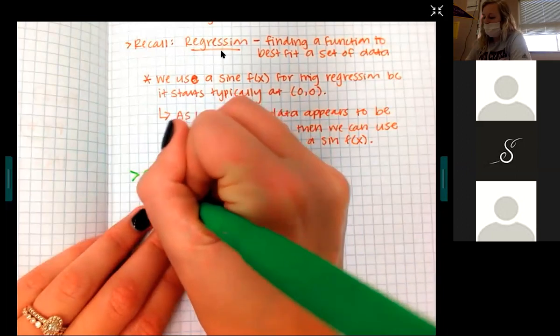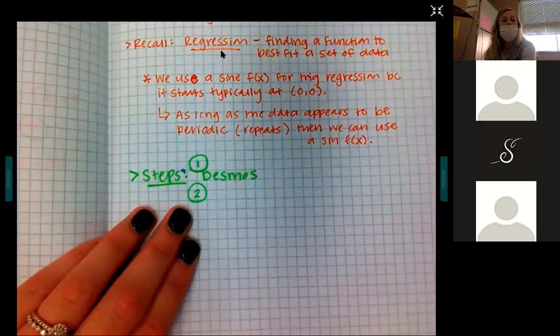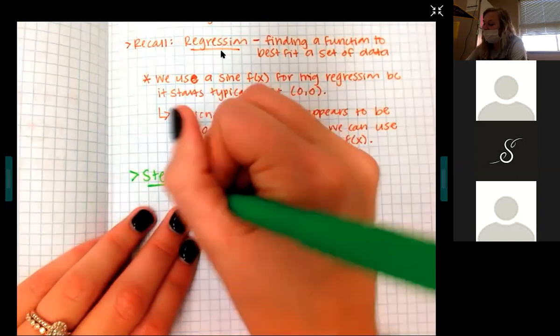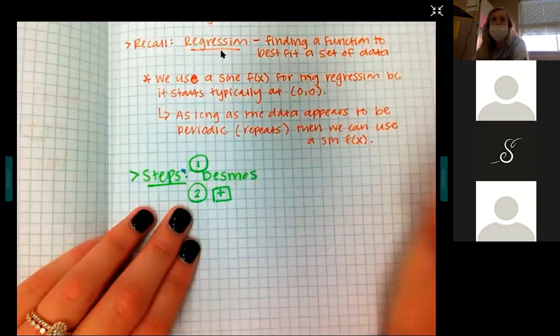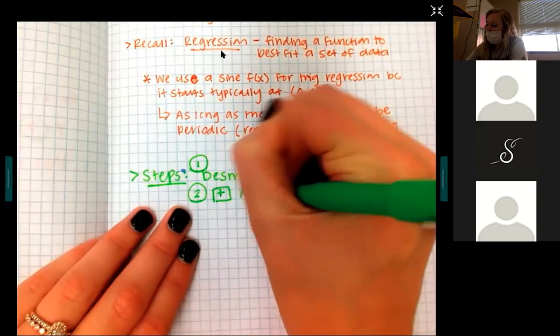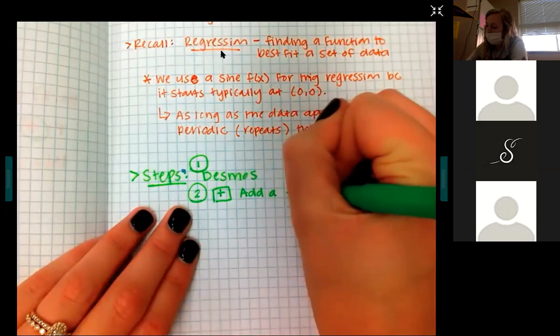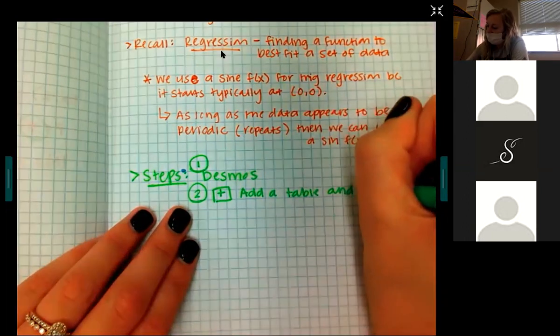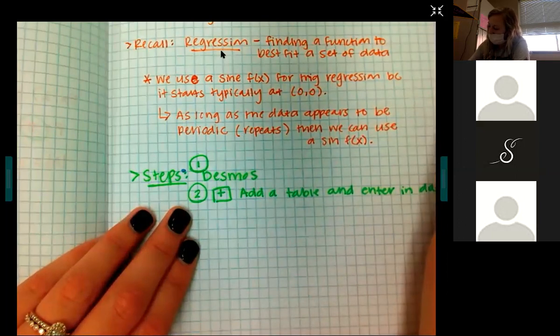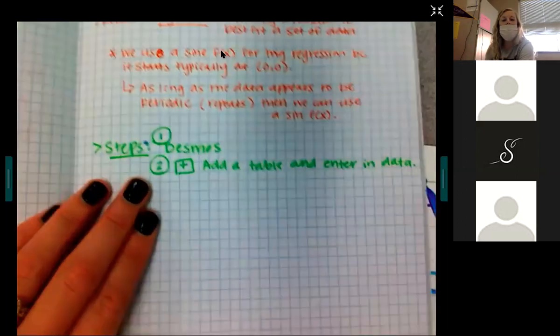Okay. Once you're in Desmos, Kevin, what did we click to put the table in? Do you remember? Isn't it like the plus sign? Yep, it's a plus button. You're going to hit the plus button. It's in the top left corner to add a table and enter in your data. They will give you the data.